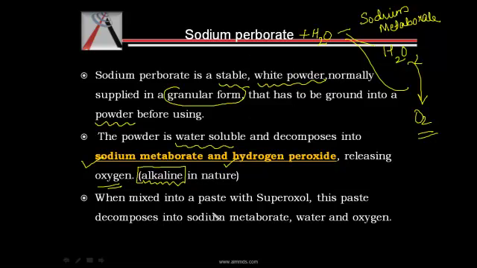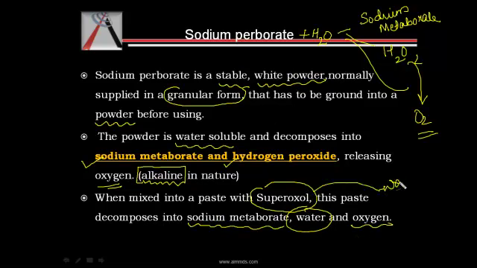When sodium perborate is mixed into a paste with superoxole, this paste decomposes into sodium metaborate, water and oxygen. And this mixture of sodium perborate with superoxole is called as walking bleach. We'll be talking about it in the later slides.